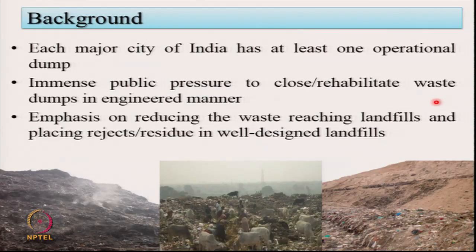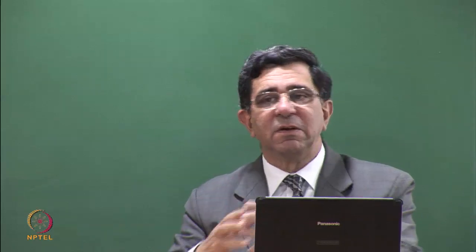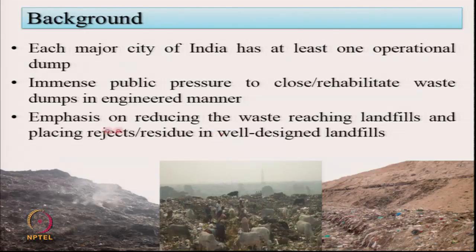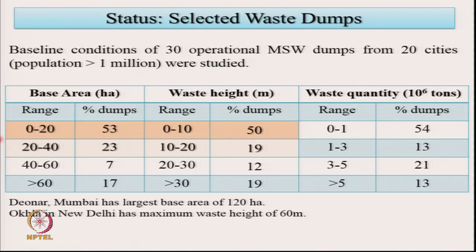You see, in the beginning, the dumps were outside the city limits, but cities have expanded, and what happened? These dumps came within the city limits, and therefore there is an emphasis now, of course, on reducing the waste reaching landfills and placing the rejects in well-designed landfills. If I take the top 20 cities of the country and look at the 30 odd operational waste dumps, what data emerges from India?